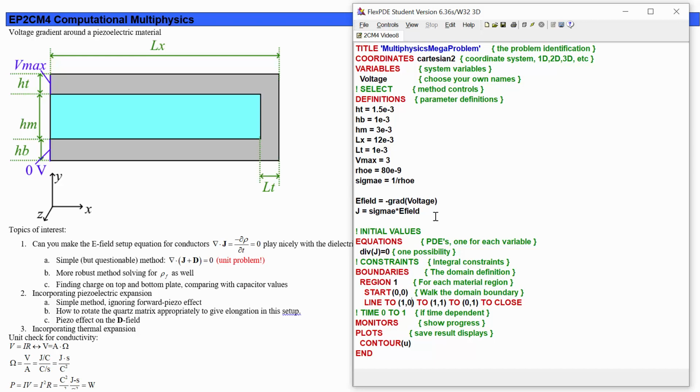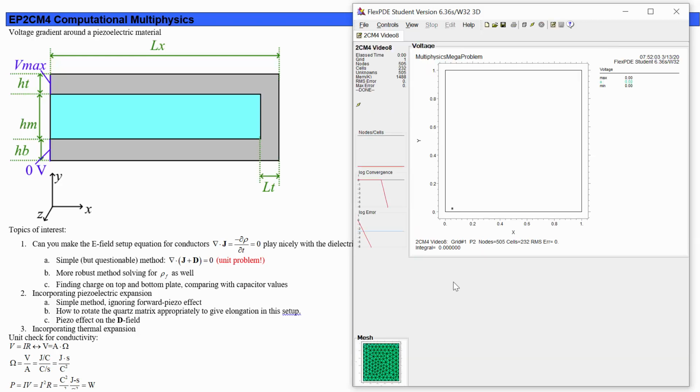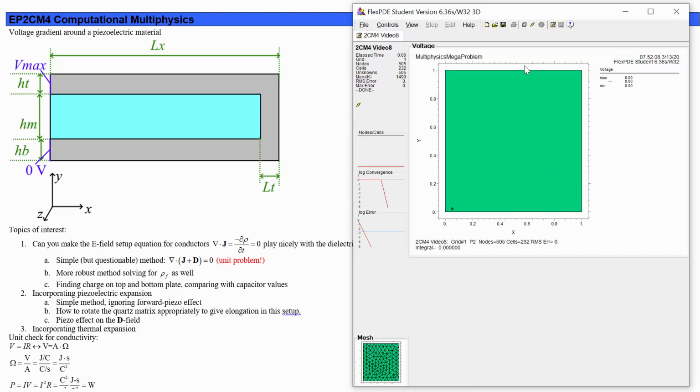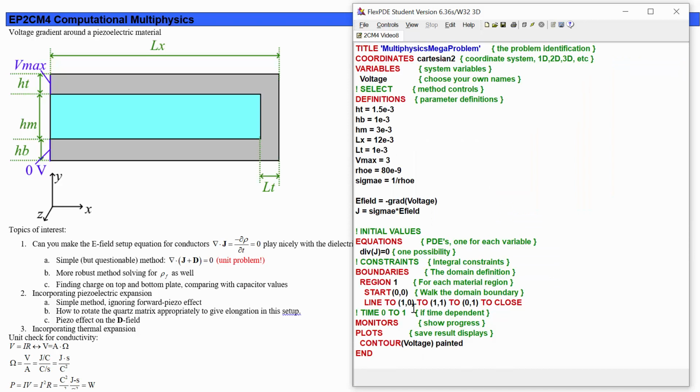All right, then contour. So suppose we change nothing, we should be able to get this to work. Okay, all good. Contour voltage painted. Yeah, so it's just 0 everywhere because we haven't set any of the different boundary conditions. And now we can draw this region out. So we want to draw just this shape.